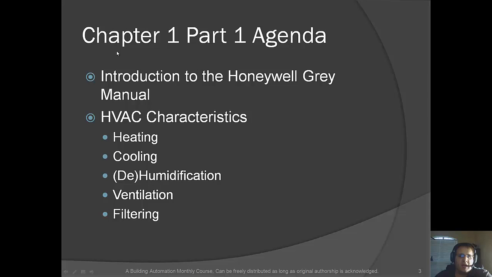So what are we looking at today? Well, we're looking at Chapter 1, Part 1 agenda. We're going to introduce you to the Honeywell Gray Manual. We're going to move through HVAC characteristics. We're going to look at heating, cooling, dehumidification, as well as humidification. We're going to look at ventilation and filtering. So without further ado, we're going to transfer into the video that was pre-recorded, and we're going to do the first course.